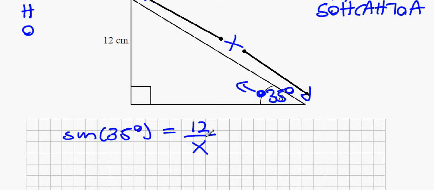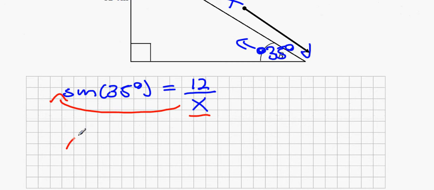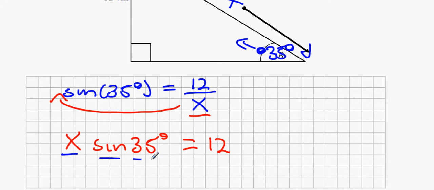Now the trick is we need to get X on its own. X is division on the right hand side of the equals. When you move it over to the left, it's going to become multiplication. So it's X multiplied by sine 35 degrees equals 12. Now, what you need to do is get X on its own. So you got to bring the sine and the 35 over the other side.